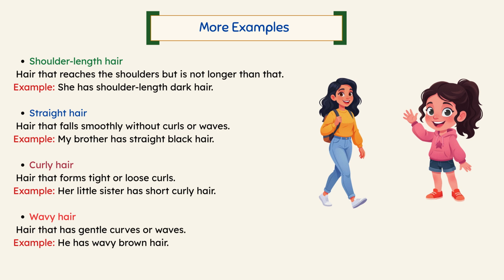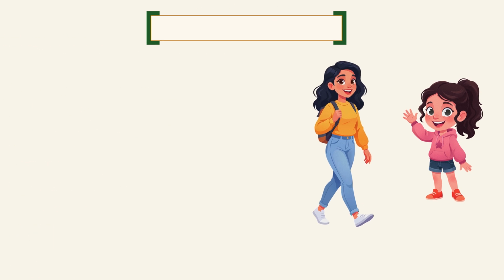Curly hair. This means hair that forms tight or loose curls. Example, her little sister has short curly hair. Wavy hair. This means hair that has gentle curves or waves. Example, he has wavy brown hair. These expressions help us describe different hair types when talking about appearance.